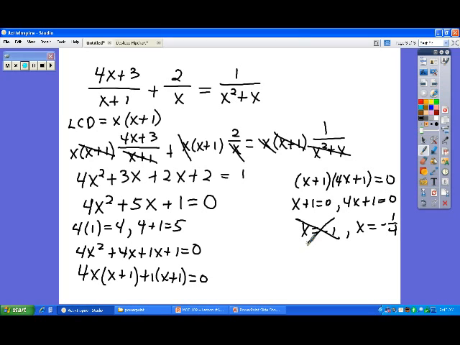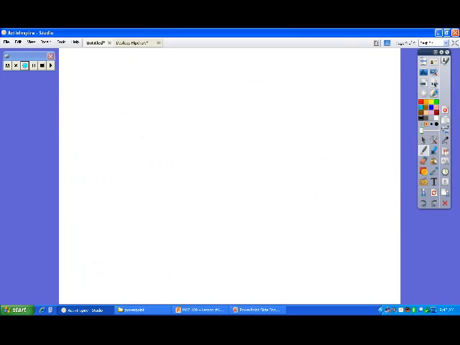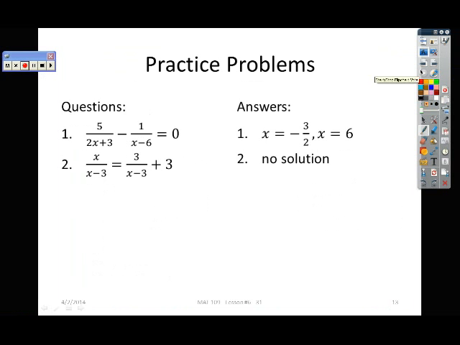What about it? If I take negative 1 and I put it in here, what happens? And what does that mean? I can't divide by 0. So you have to throw away any of those x's that cause you to divide by 0. That one causes me to divide by 0, so I have to throw it away. That's rational equations.